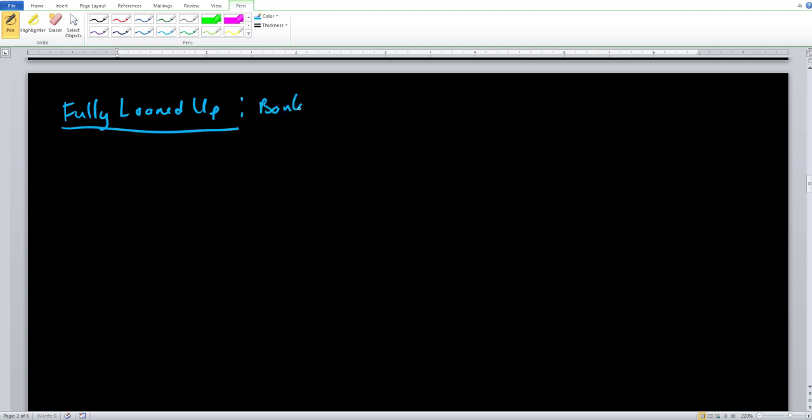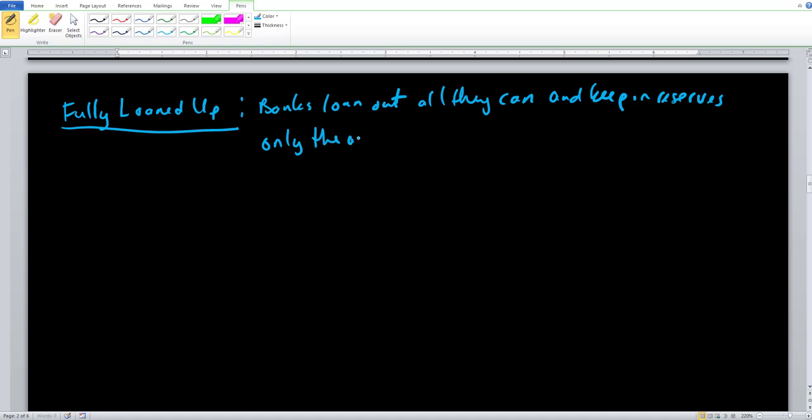So banks loan out all they can, and keep in reserves only the amount required by law. Only the amount required by law. So essentially, the excess reserves are equal to 0. Excess reserves equal to 0.